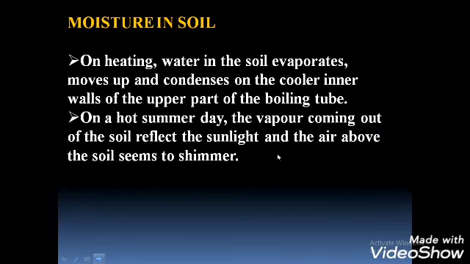Okay students, now we can move to the second property, moisture in soil. Take a boiling tube. Put 2 teaspoons or spoonfuls of a soil sample in it. Then heat it on a flame and observe it. Let us find out what happens upon heating. So we can say that on heating, water in the soil evaporates, moves up and condenses on the cooler inner walls of the upper part of the boiling tube.